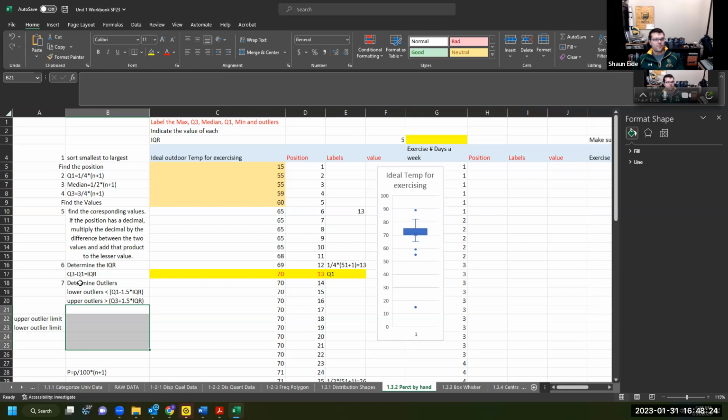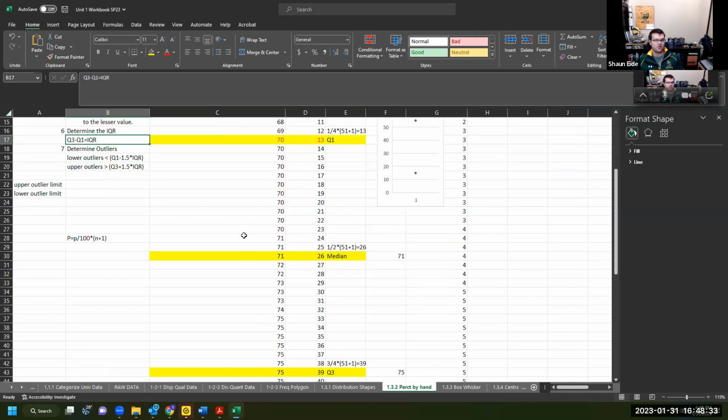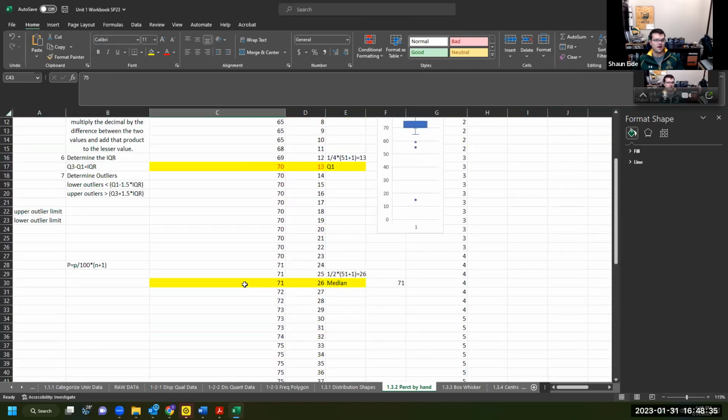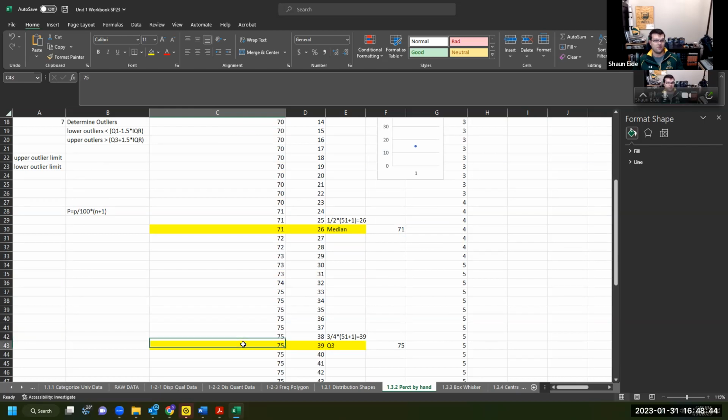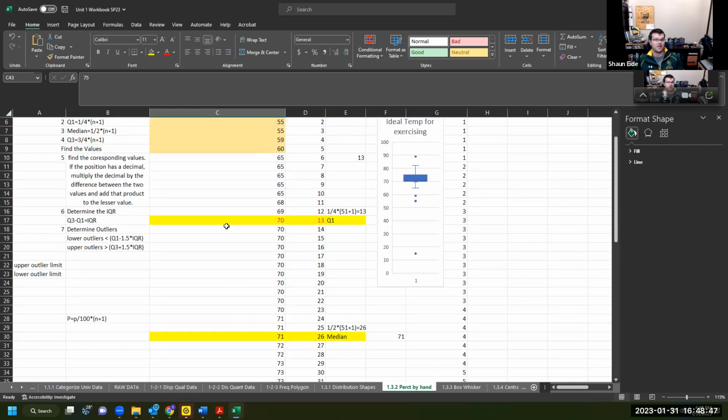Okay, so right here we have the first step. We've got to find the interquartile range. So the interquartile range is the value of Q3 minus the value of Q1. So Q3, which is 75, and then Q1, which is 70. So the interquartile range is 5, because it's 75 minus 70. So let's do 5.